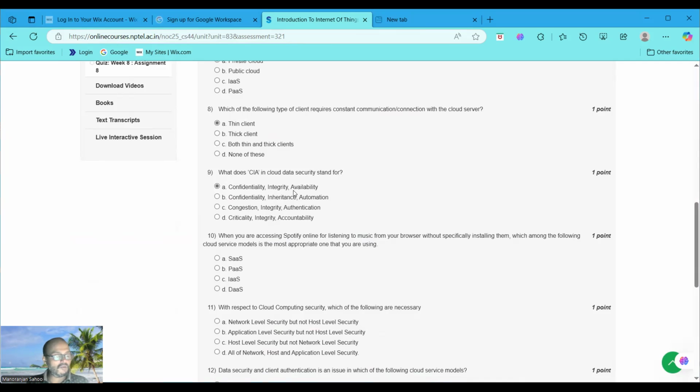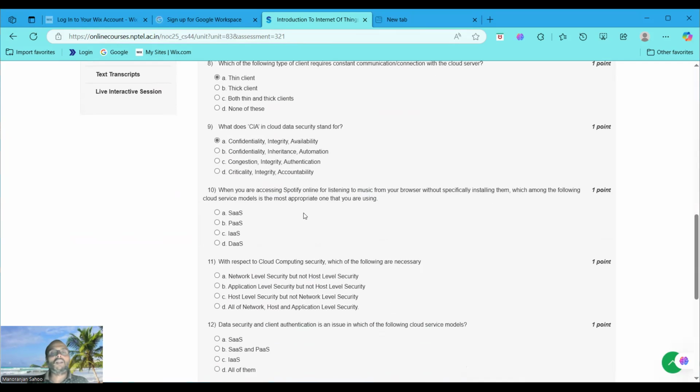Got it? Moving to question number 10. When you are accessing Spotify online for listening to music from your browser without specifically installing it, which among the following cloud service models is the most appropriate one that you are using? That is software as a service. 10, option A, software as a service.